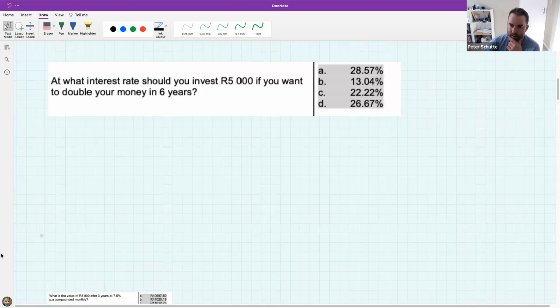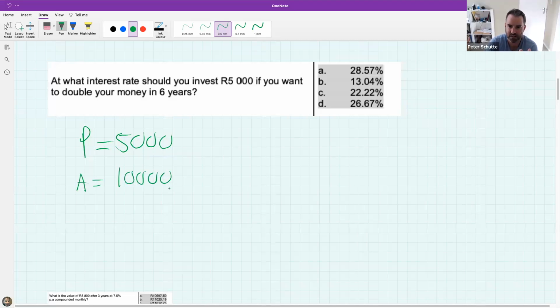What is different about this question compared to the last one? Take a moment to read it. At what interest rate should you invest 5,000 if you want to double your money in 6 years? So Morgan has said you've got A and P. Now, your P value is going to be 5,000. And I think what Morgan has realized is that double 5,000 would be 10,000.